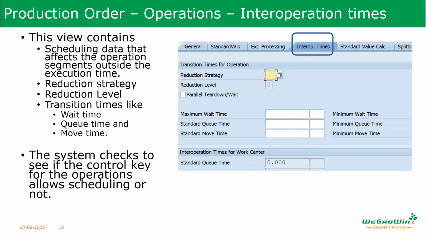In some cases, when a material moves from one stage to another stage, it may have to wait for some time, or it may take considerable time to move from one stage to the other. So the inter-operation tab captures the details like the scheduling data that affects the operation segments, like the transition time, wait time, queue time, move time, all these details are there. And whenever we do some capacity leveling or compress the schedule, what kind of reduction strategy we can use, how much reduction level can be done, those things can be done in this tab.